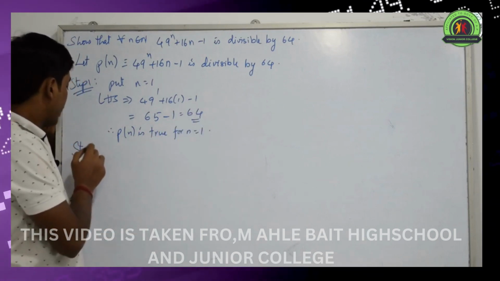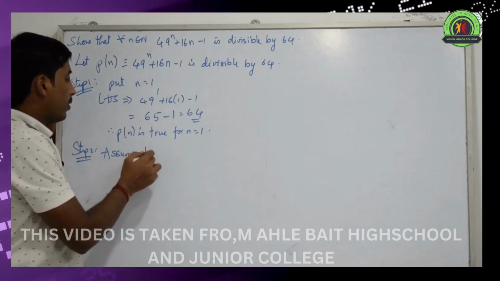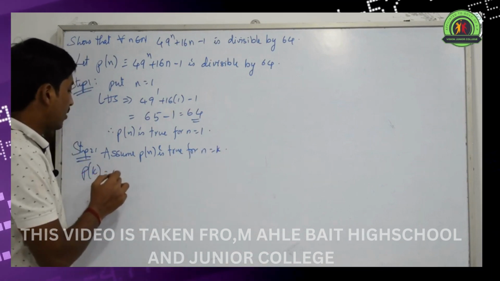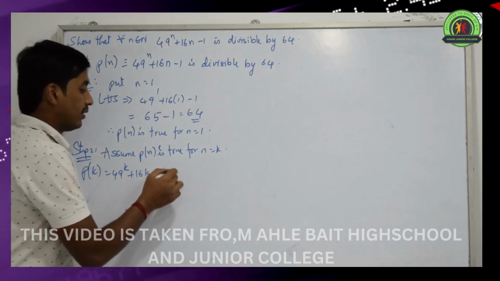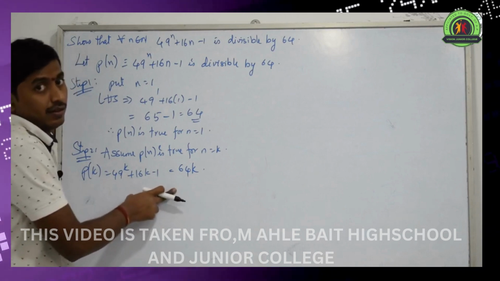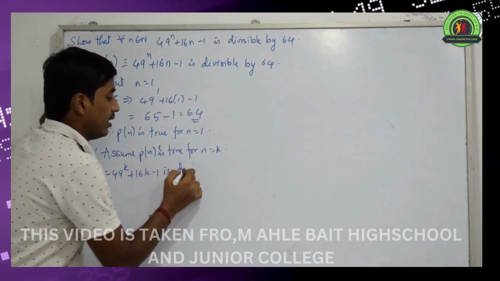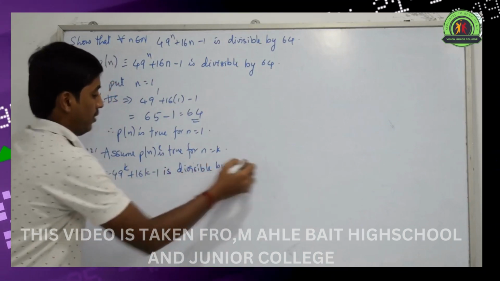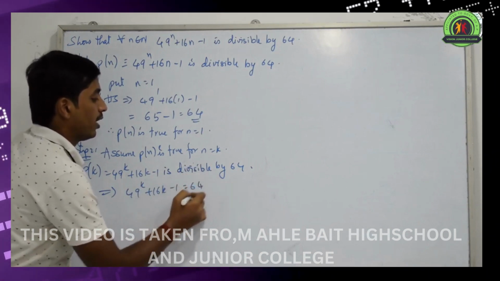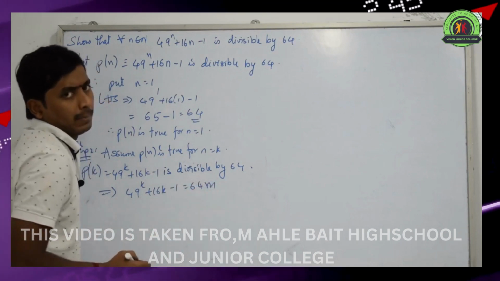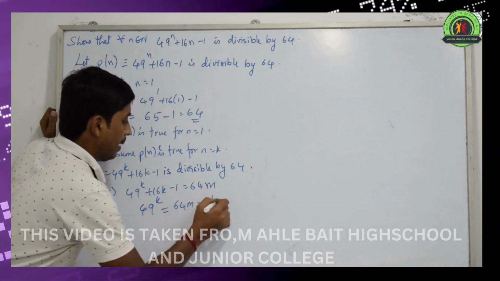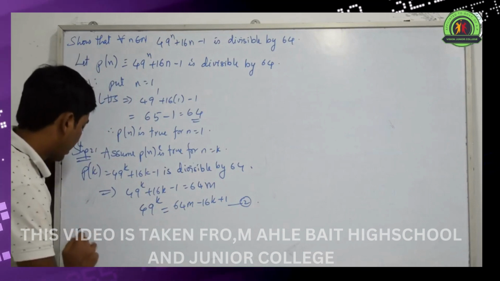Okay, what is the next step? Step 2 is assumption. Assume P of n is true for n equal to k. Is it fine? That is, P of k, 49 power k plus 16k minus 1, is divisible by 64. Just remember this. Therefore, from this we can write 49 power k plus 16k minus 1 is equal to 64 into some number, let us say some m. Okay, 64 into something, right? Fine. From this, can I write 49 power k is equal to 64m minus 16k plus 1? Yes, right? Fine.